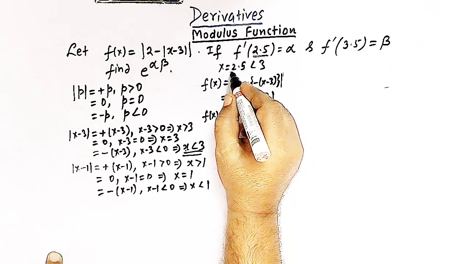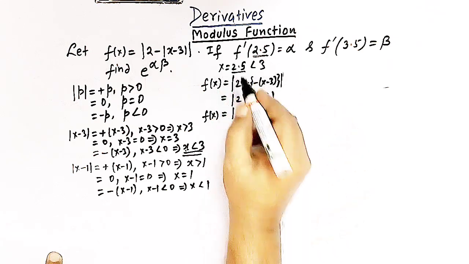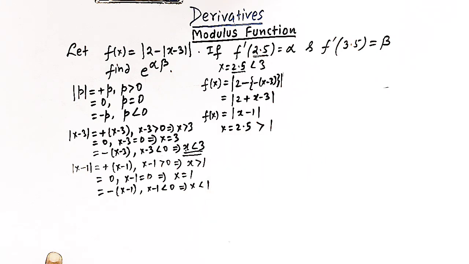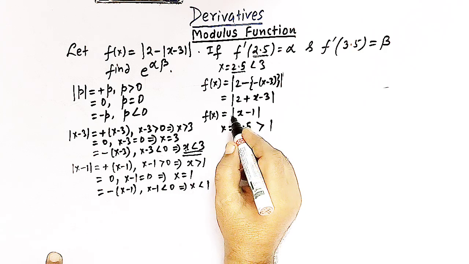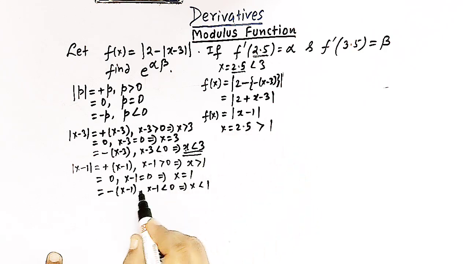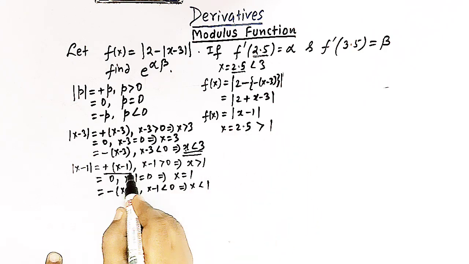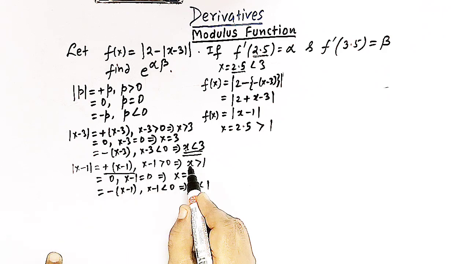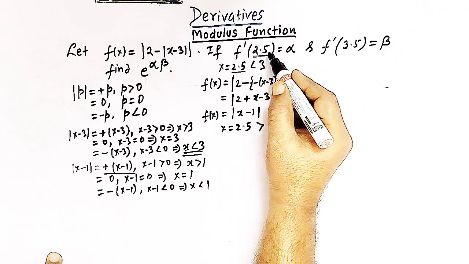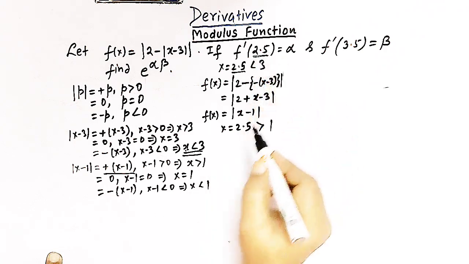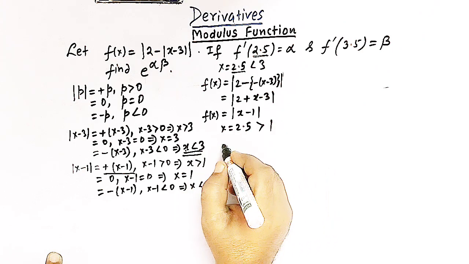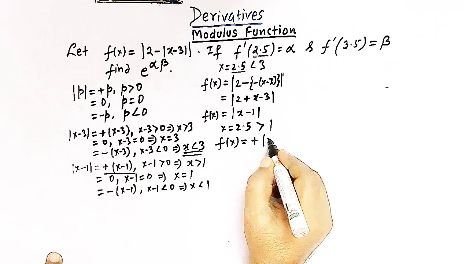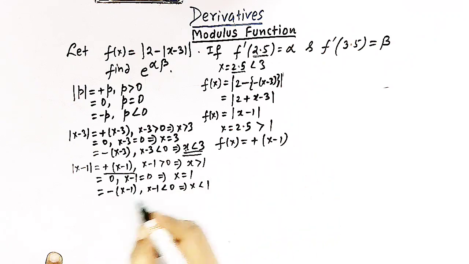Right, now see, here we have x is equal to 2.5, and 2.5 is greater than 1. Right, so in this case mod of x minus 1 is defined by this expression, that is mod of x minus 1 is positive x minus 1 when x is greater than 1, and our point of consideration is 2.5, and 2.5 is greater than 1. So now f of x is written as positive x minus 1, right?